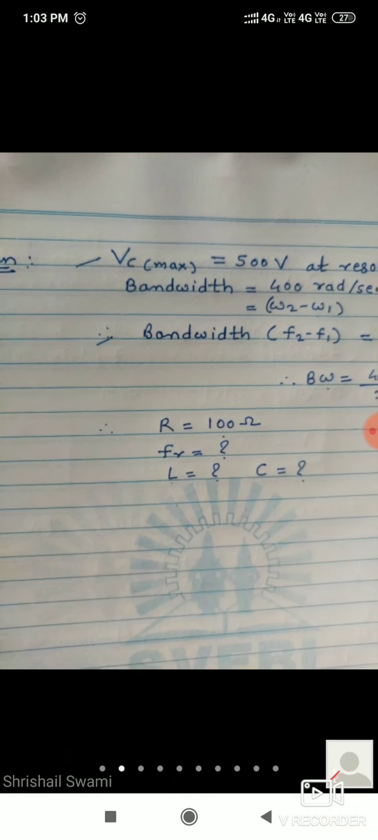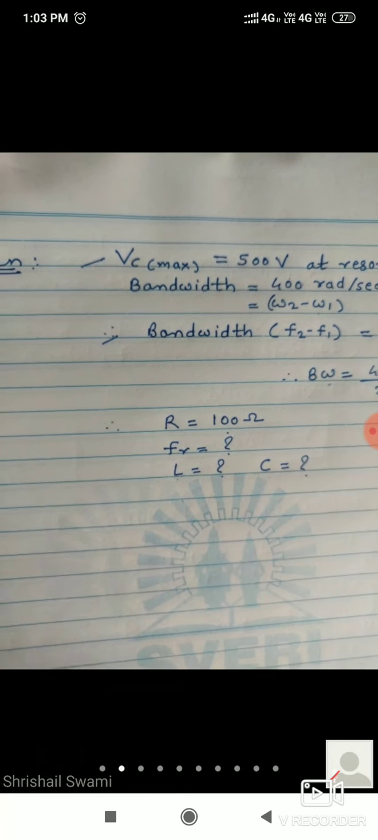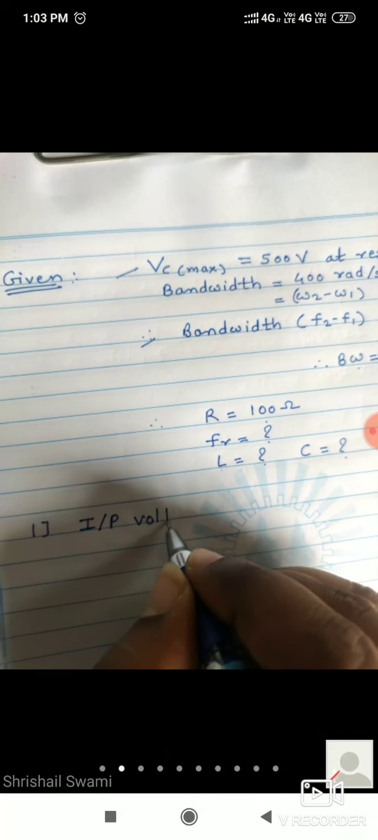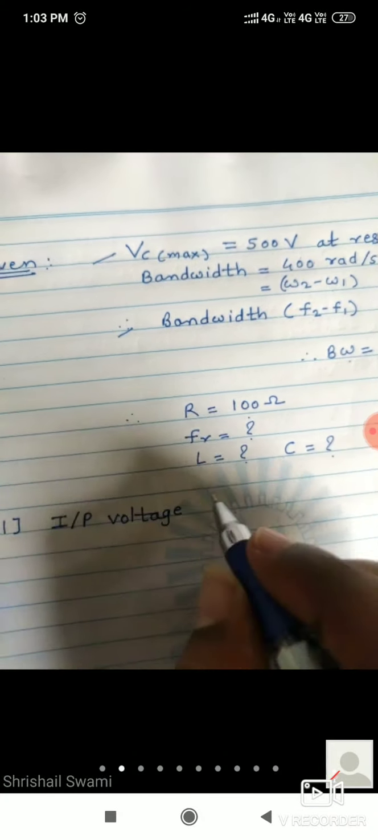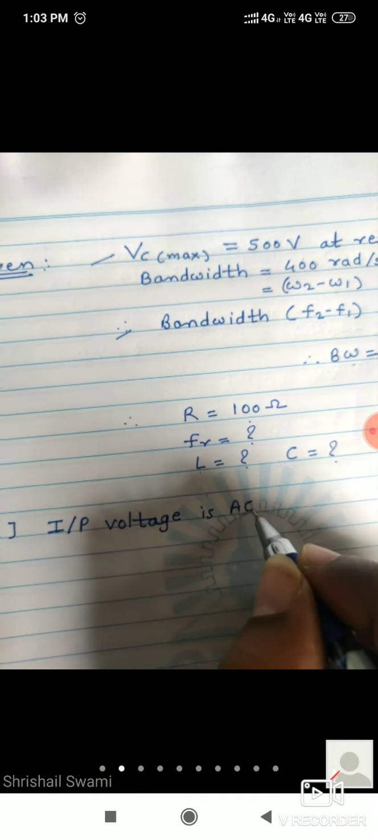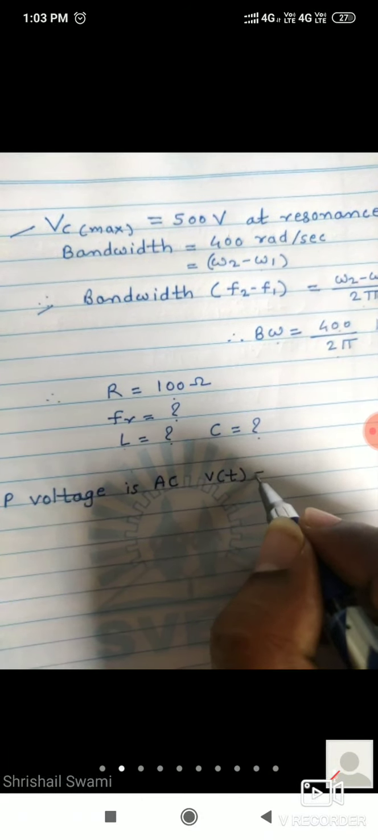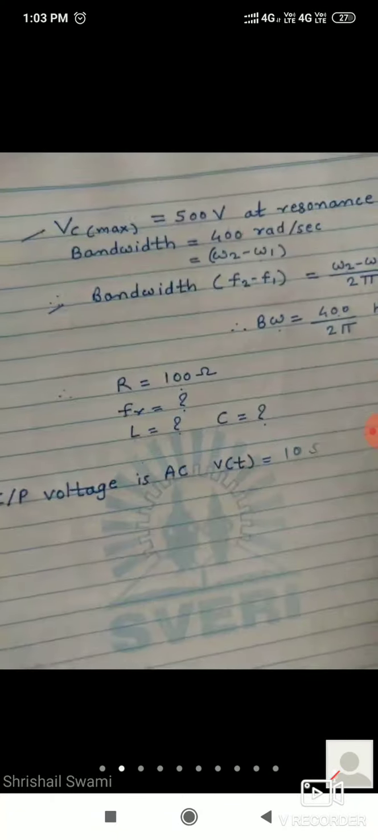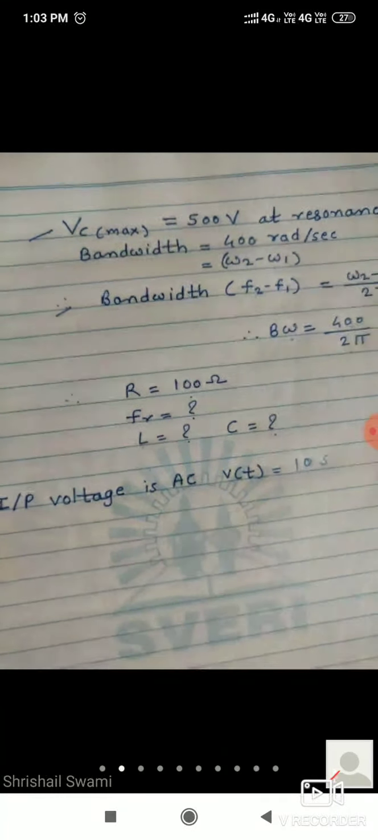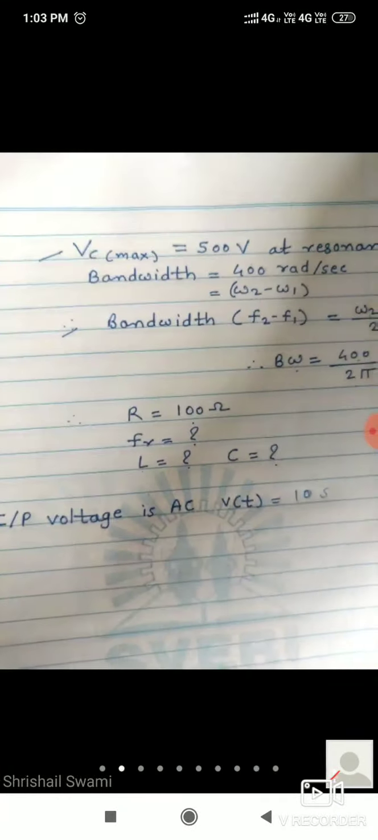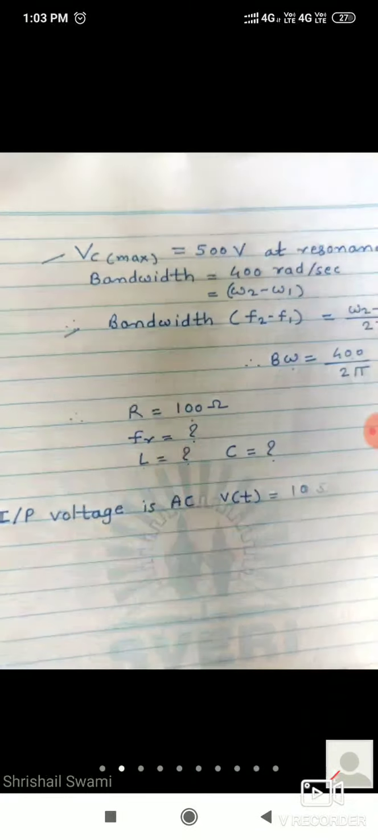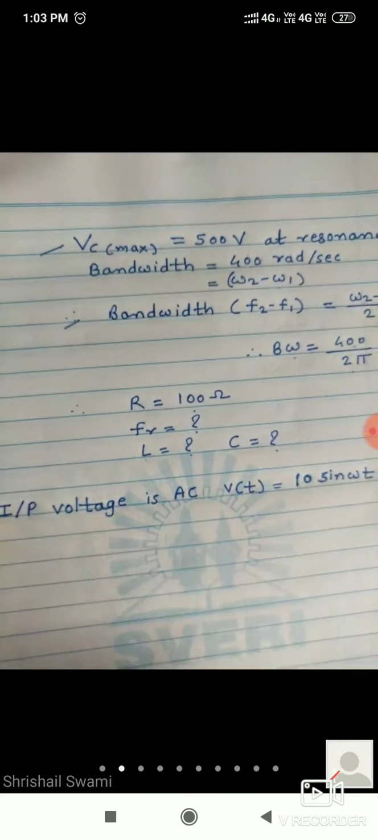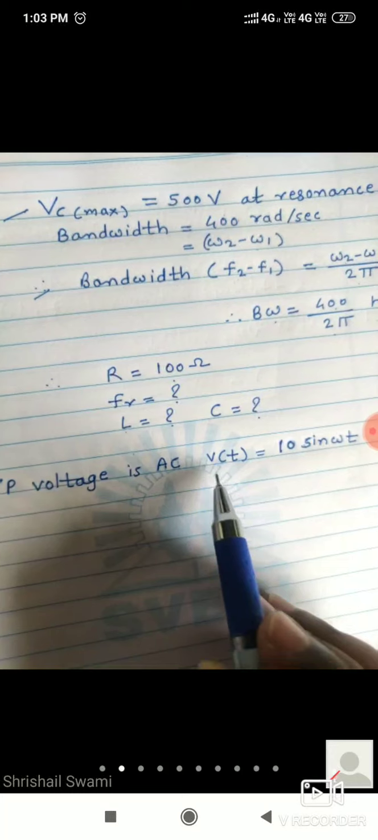So first of all, what is the input voltage? That you have to find out. So input voltage, VRMS value you have to find out. Input voltage is AC, and that is V of t is equal to 10 into sine of omega t. Okay, this is given. Now this is the AC voltage.